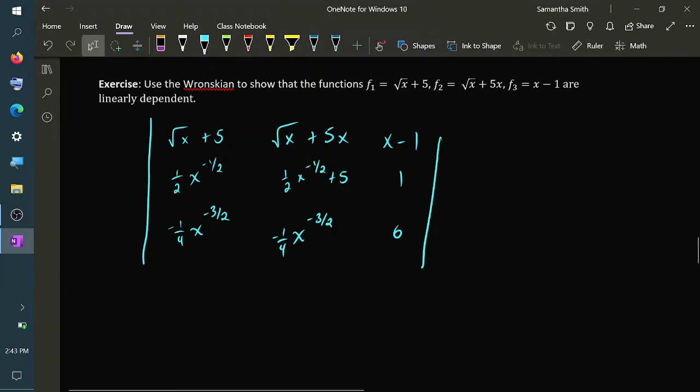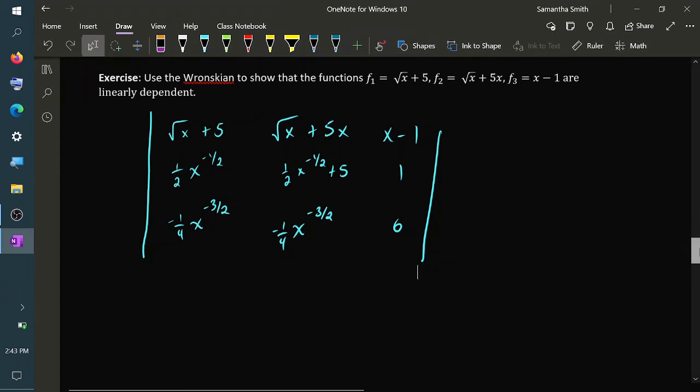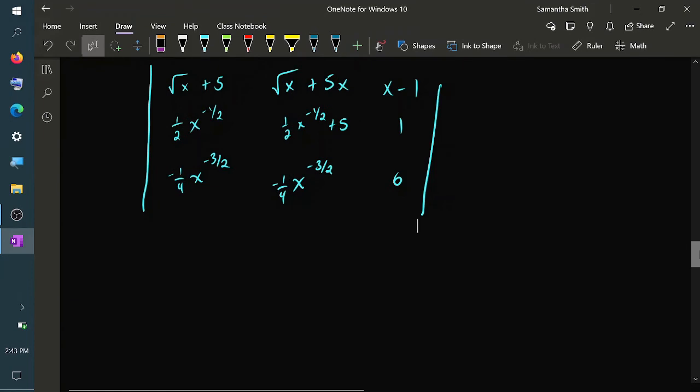Now I'm going to proceed with the following calculation as if you already know how to calculate the determinant of a 3 by 3 matrix. If you don't remember how to calculate the determinant of a 3 by 3 matrix, I'm going to put a link in the description to my Calc 3 video which covers that topic.